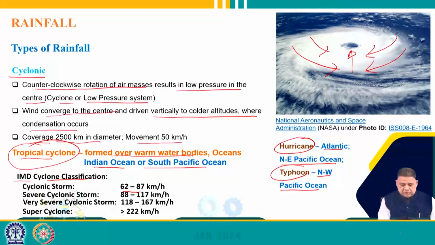If it is between 62 to 87 kilometers per hour, then it is referred to as cyclonic storm. 88 to 117 km per hour, it is severe cyclonic storm. 118 to 167 km per hour, very severe cyclonic storm, and if it is greater than 222 km per hour, super cyclone. So, whenever a cyclone occurs, we always hear these terms, that it is going to be a very severe cyclonic storm or severe cyclonic storm. These are all defined based on this classification which is provided by IMD.